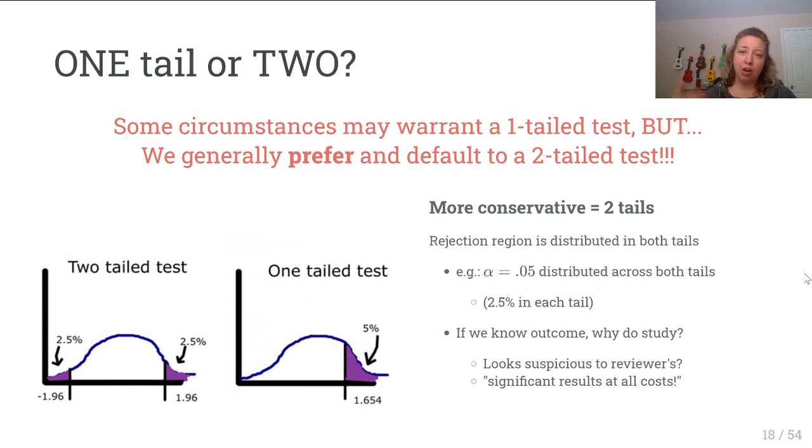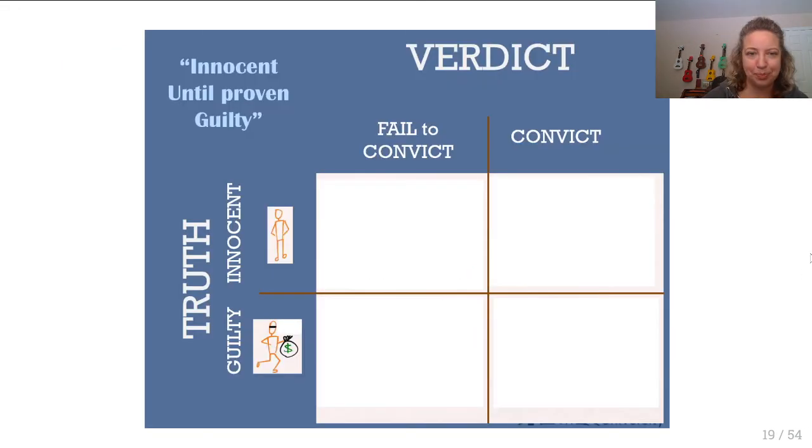So on homework and tests for our class, if it doesn't say otherwise, always go with a two-tailed test and alpha 0.05. If I want you to do a one-tailed test, I will tell you so, because those are a rare situation.